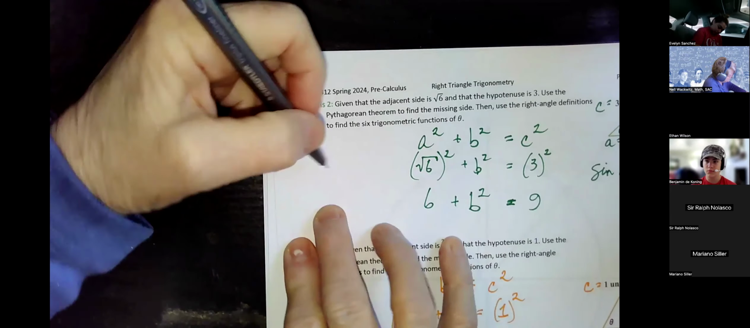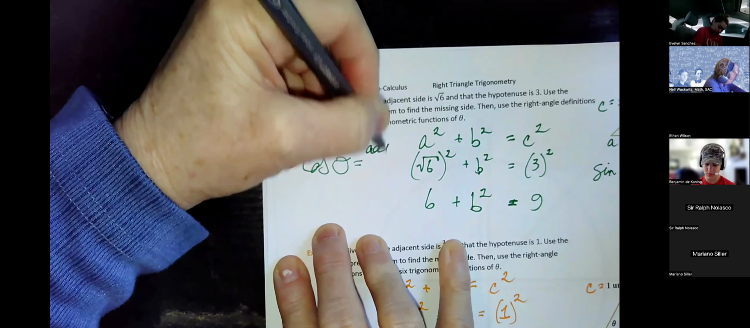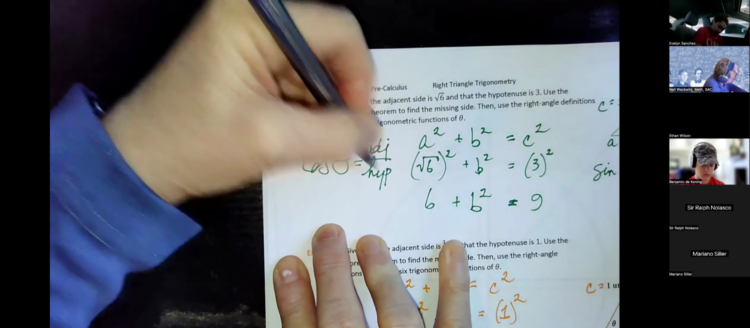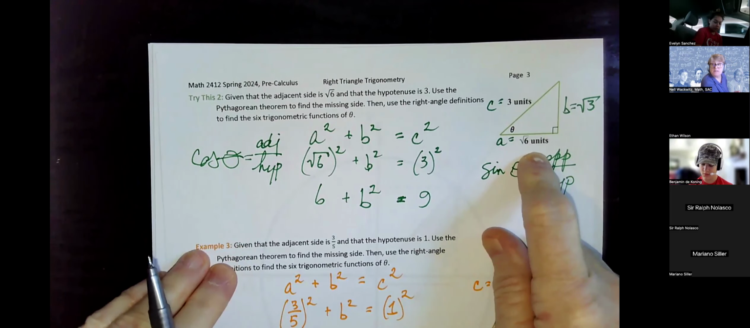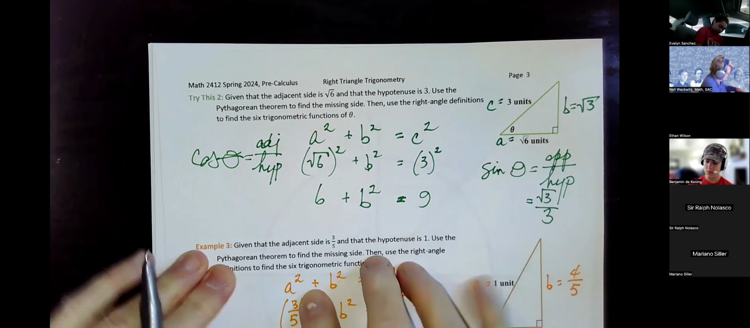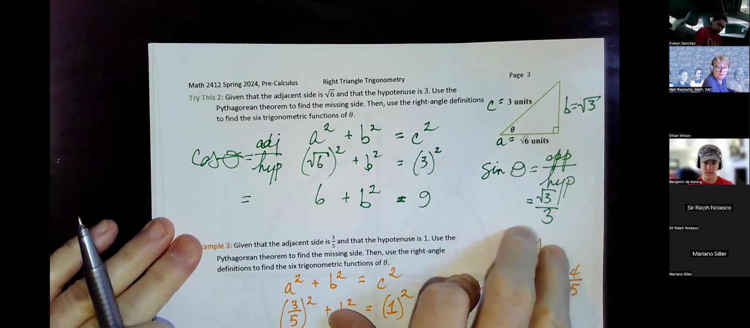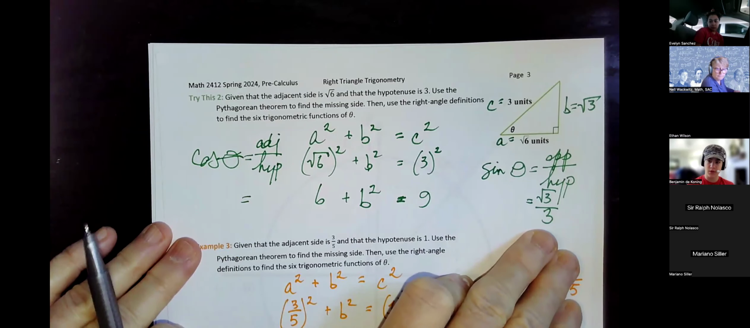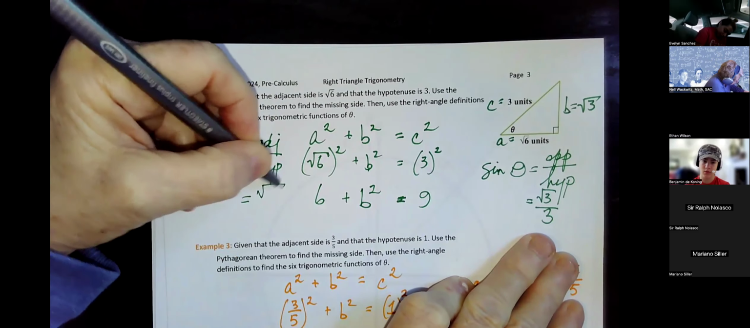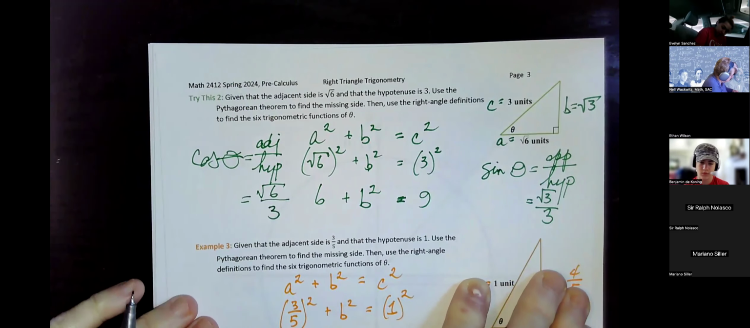Cosine is defined to be adjacent over hypotenuse. And adjacent is always a leg. Opposite is always a leg. Well, for this triangle, what is the adjacent length? Square root of 6. And the hypotenuse is still 3.